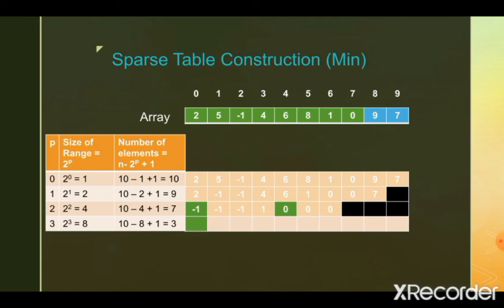Now the minimum value of the range from 0 to 3 we have already computed in the sparse table in the previous row, that is the third row, and its value is -1. And the minimum value for the range from 4 to 7 we have already computed in the sparse table as highlighted in green color, and its value is 0. So the minimum value at the first element in the final row is the minimum of -1 and 0.